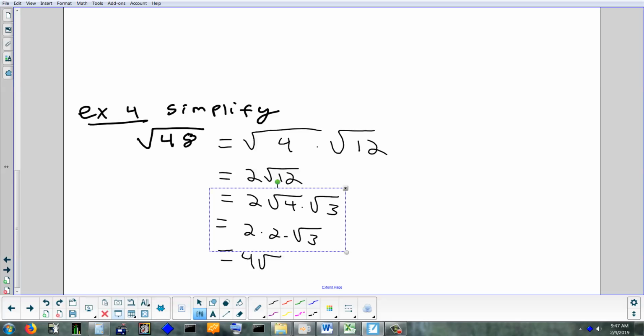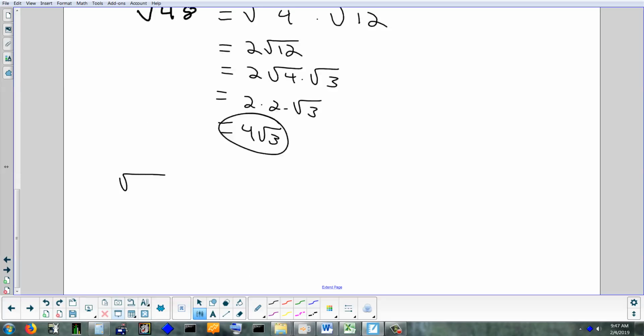Well, it's fine to do it that way, and that's the correct answer. But if you have to break it down twice, it's because you didn't pick the biggest perfect square to start with. There's a bigger number that goes into 48. That's a perfect square. Bigger than 4. Yeah? 16. 16. Yeah. If you had done this to begin with, you would have been able to do it in one step.